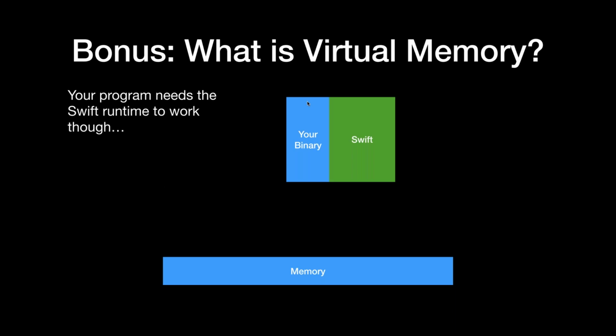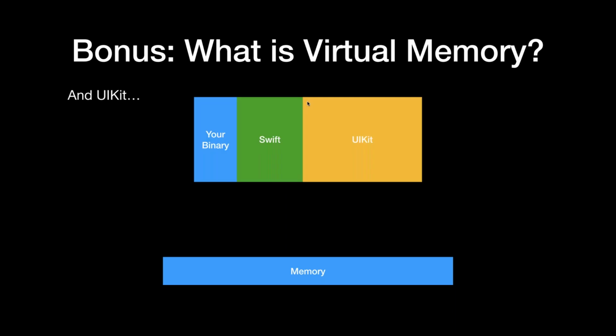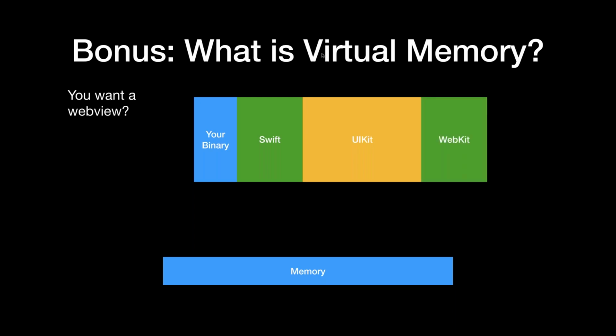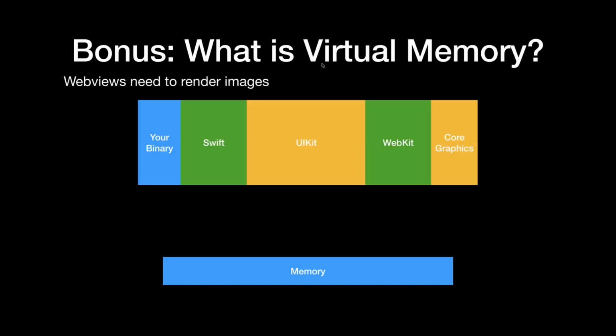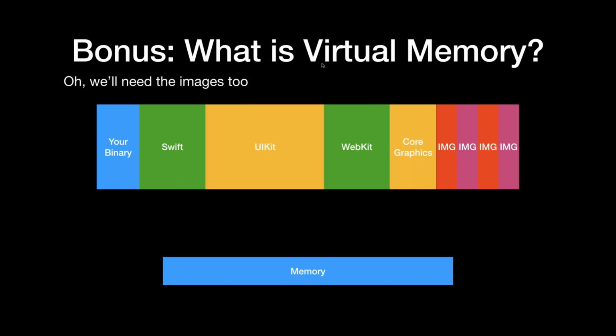But I use Swift when I program, so I need the Swift framework to also be in memory, or I can't call functions on it. So in order for my binary to run, the Swift framework has to be in memory too. Okay, I accept. I also want to use UI views, so I need UIKit. UIKit's kind of big, but I guess I need that in memory too. Oh, I want to show a web view on my support page, so I'm going to need WebKit in memory too. WebKit wants to render images, so now I need Core Graphics in memory. This is getting much bigger than I thought. And now all those images are in memory too.